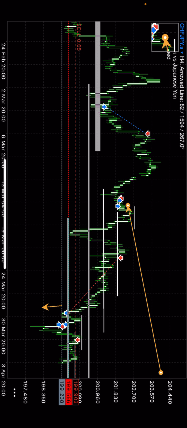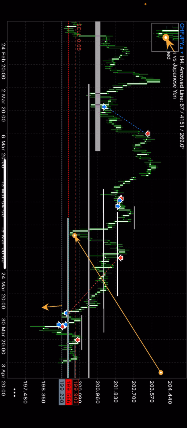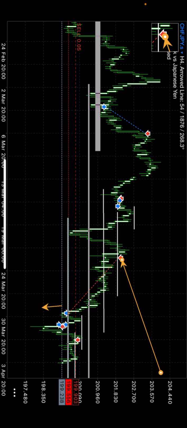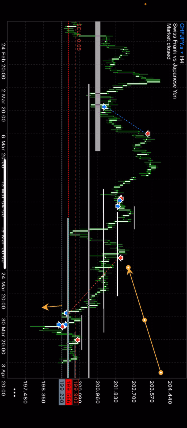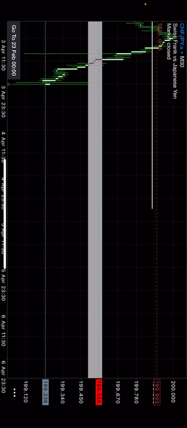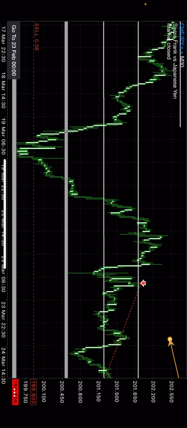Then we had the bearish indication. Then this was the pullback, the correction, and this was the continuation. And that was how I was able to catch this sell right here. I'm also going to be showing you guys how I caught my entry.